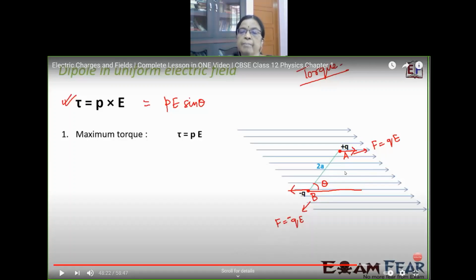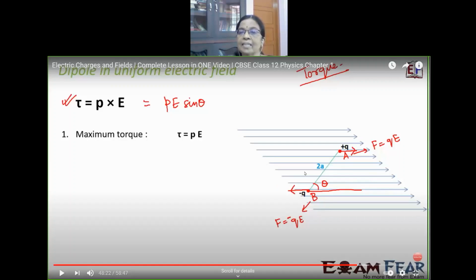So it will not experience any translatory motion. There is no translatory motion, because, as we have already studied last year, if the net force acting is zero, then it will not have any translatory movement. Understand? So here the net force acting on it is zero. No translatory motion, but it will experience a rotatory motion. How? That we have to see.